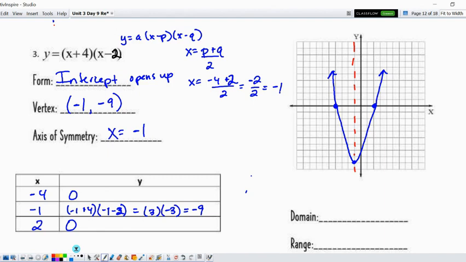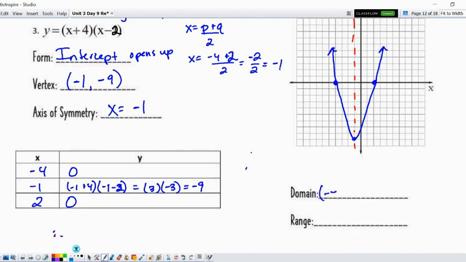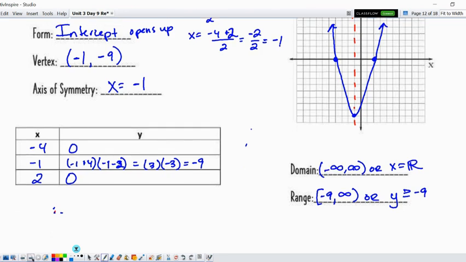Since we have arrows extending to the left and to the right, the domain will be all real numbers, or negative to positive infinity again. You can write it either way. Our range, we start at a value of -9 and we go up from there. So in interval notation, we're going to start at -9 and include that with the closed bracket. And we're going to go up to positive infinity, or if you prefer set notation, you can say that y is greater than or equal to -9. Either one is 100% correct.